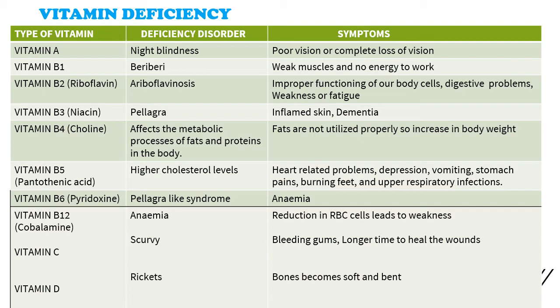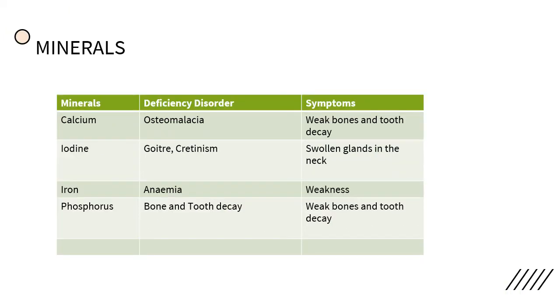Next is vitamin C. Deficiency causes scurvy. Bleeding occurs, and it takes a longer time for wounds to heal. Vitamin D, rickets. Your bones are very weak and bending. You get vitamin D from direct exposure to sunlight in the morning and evening. So we'll move to the next slide about minerals.